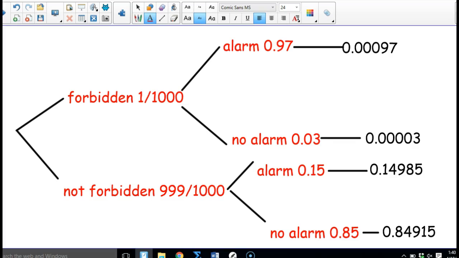Hi guys, I'm going to do number 3 right now, so if you got this wrong or right and want to watch the video to review, this is a question where you do need to use a probability tree.